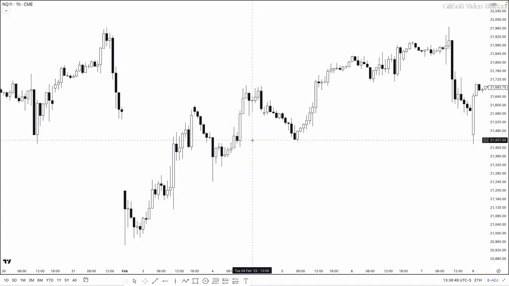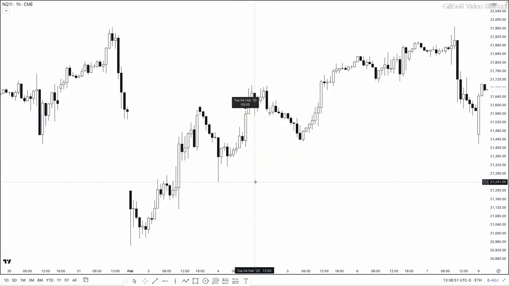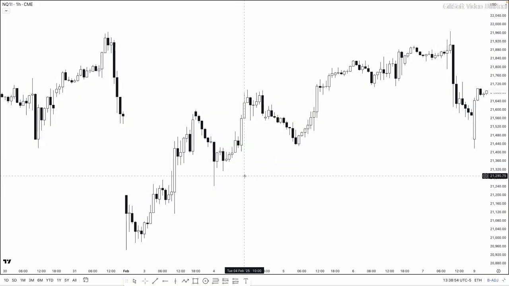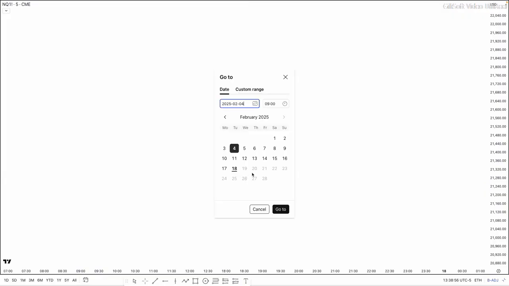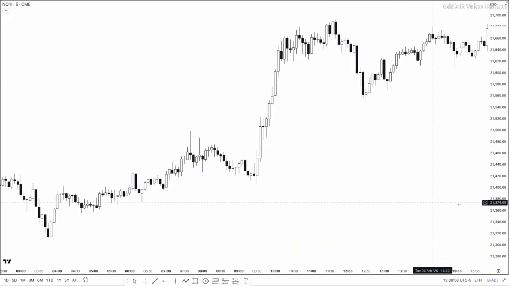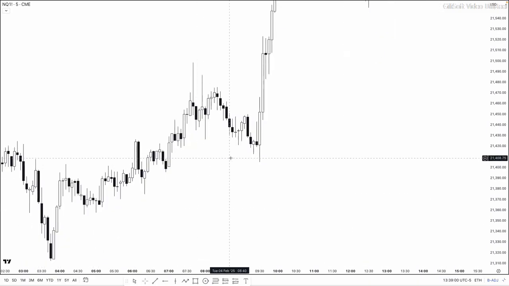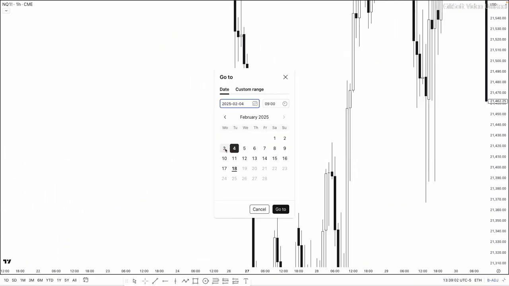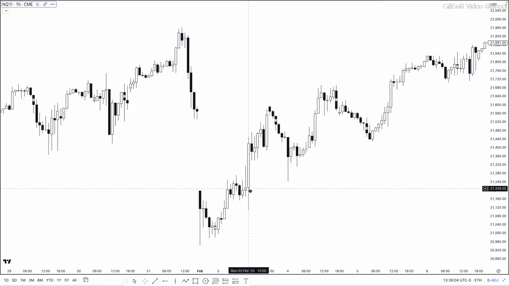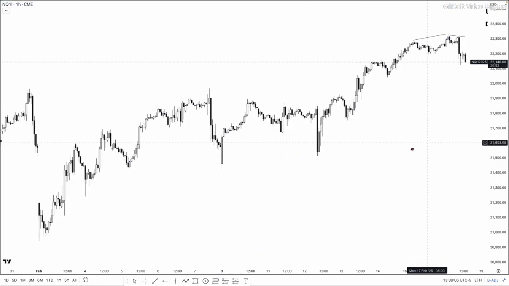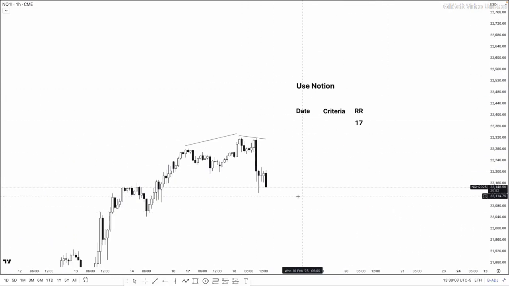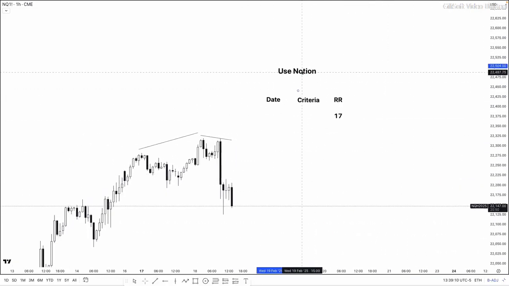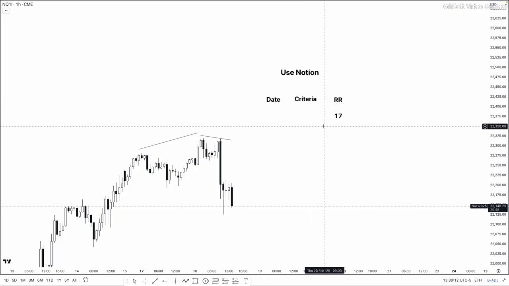So this is the 4th of February. And then after I do that, okay, say I'm on the lower time frame, I can go 4th of February and back here. And then if I want to restart, I go to the 1 hour time frame, I go 3rd of February, and it'll take me straight back. Okay. So that is how you can actually go about it.